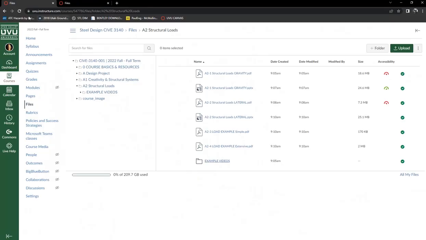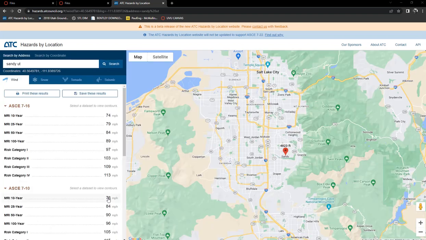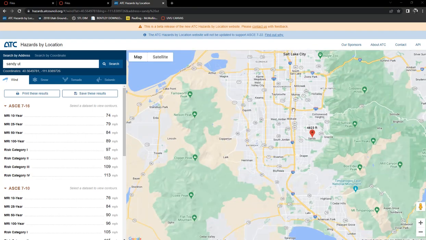this ATC hazard tool and put in an address. So I live in Sandy. I can come in here and say, what's the risk category 2 wind speed? They've done the interpolation, 103. Category 3 and 4 are slightly higher. And I can do that for anywhere in the country.